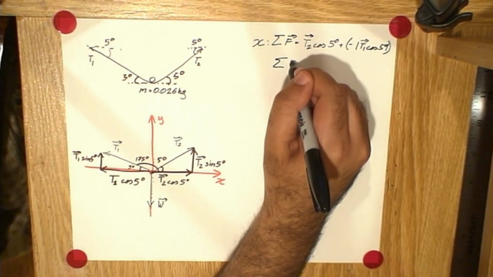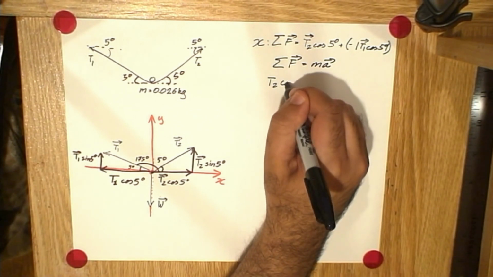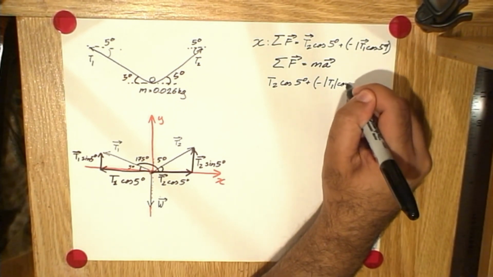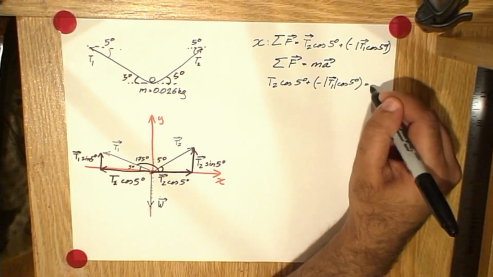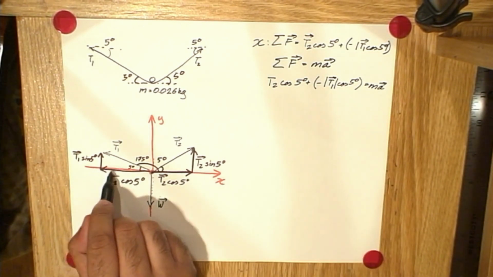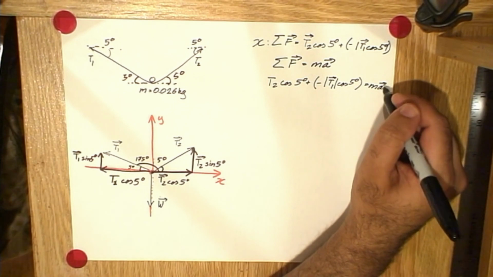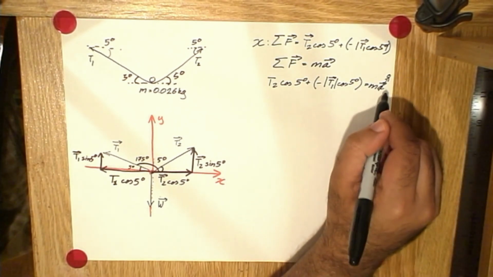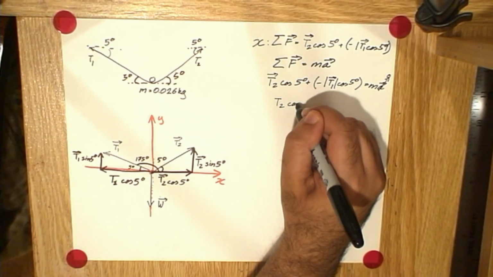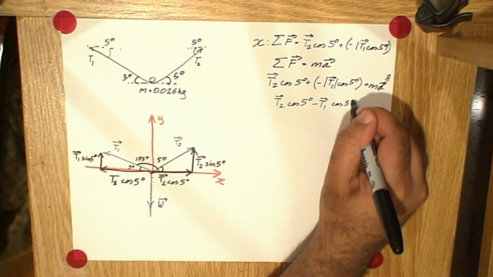But we also know that total force is equal to mass times acceleration. So T2 cos 5 degrees plus negative T1 cos 5 degrees is equal to mass times acceleration. And we can simplify this still further, because the bird is not accelerating in the x direction. The bird is sitting perfectly still. But that means that the acceleration is 0. So this entire right side becomes 0. And this now simplifies down to T2 cos 5 degrees minus T1 cos 5 degrees is equal to 0.